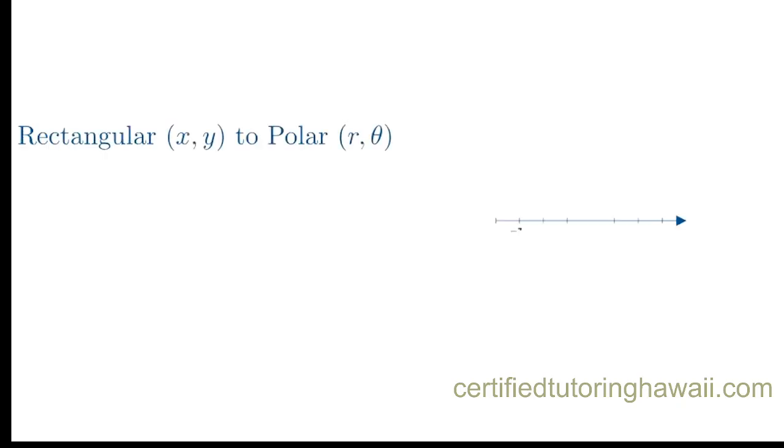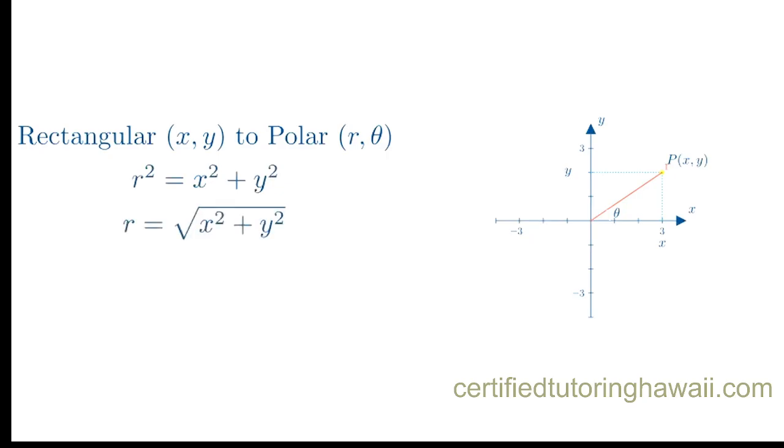Now, let's go the other way. What if we are given rectangular coordinates (x, y) and need to find the polar coordinates (r, theta)? We'll be converting from rectangular to polar. Let's return to our right triangle. By the Pythagorean theorem, the square of the hypotenuse is the sum of the squares of the other two sides. In our case, this means r squared equals x squared plus y squared. Taking the square root of both sides, we get our formula for r. The absolute value of r is the square root of x squared plus y squared. This gives us the magnitude of r.